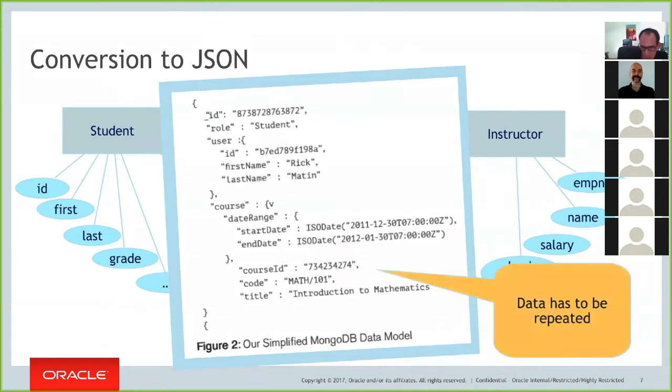And the implications of such a data model are actually quite severe. So for example, here for every student that takes math, you have to repeat the start date and the end date.